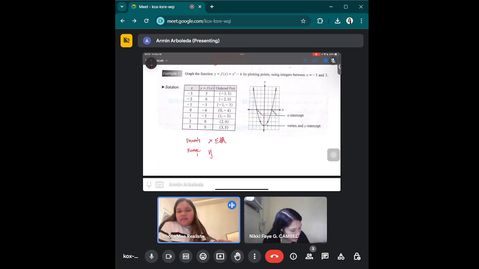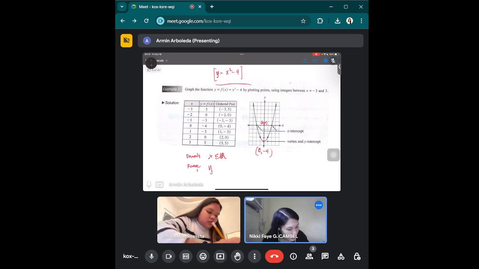Is it 5? 4. Okay. So the vertex is at 0 and -4, because here is the origin. There's 0, 0 here. Okay? And as you can see from the function as well, it's telling you -4, right? So just by looking at this equation, it can already tell you where the vertex is.